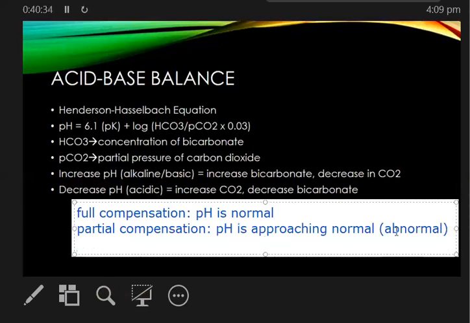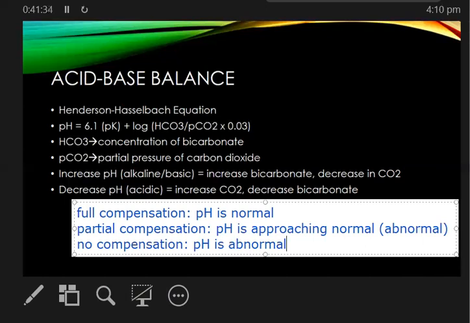If there is no compensation, the pH is abnormal. Ma'am, how would we know, given a set of values for the parameters, the pH, the partial pressure of carbon dioxide, and the concentration of bicarbonate, if the patient is already fully compensated, partially compensated, or if there is no compensation at all? So how would we know?